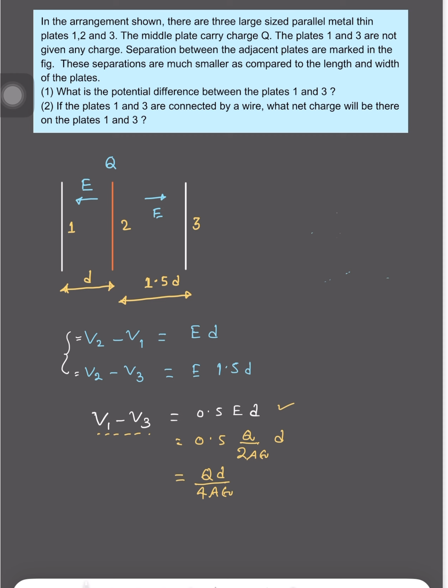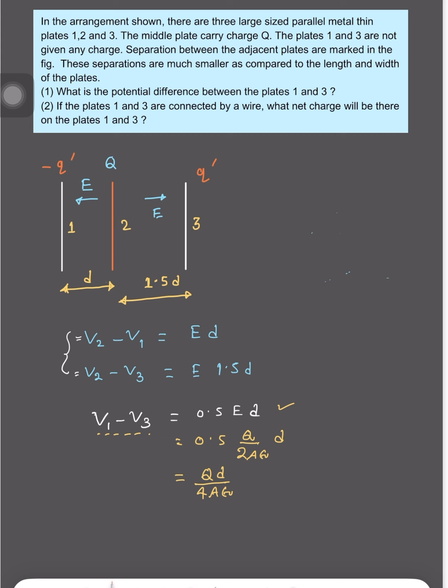If we connect these two plates, if we connect 1 and 3, we can expect, since here potential is higher and here it is lower, and when we connect metal plates, they have to finally reach the same potential. This is a property we should know. The charge will flow from the higher potential plate to the lower potential plate. And we can expect equal and opposite charge. So let us say Q dash here, then minus Q dash here.